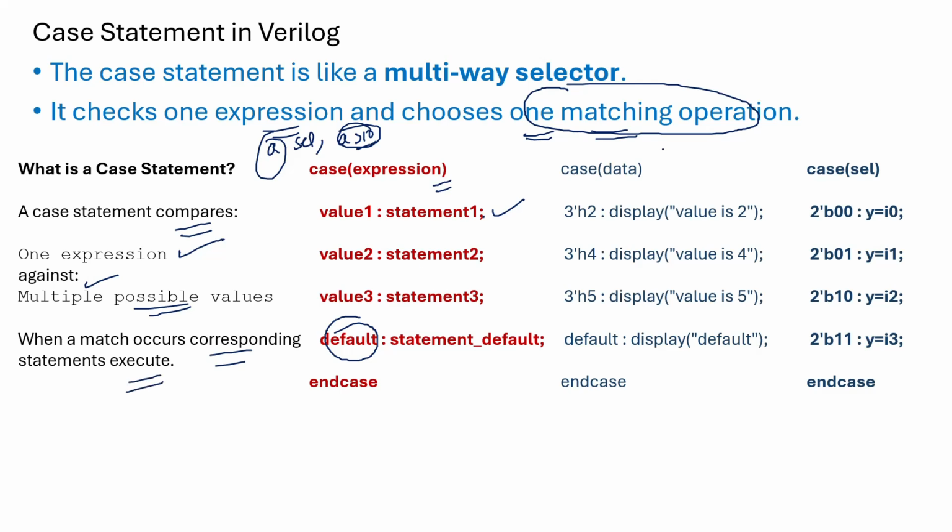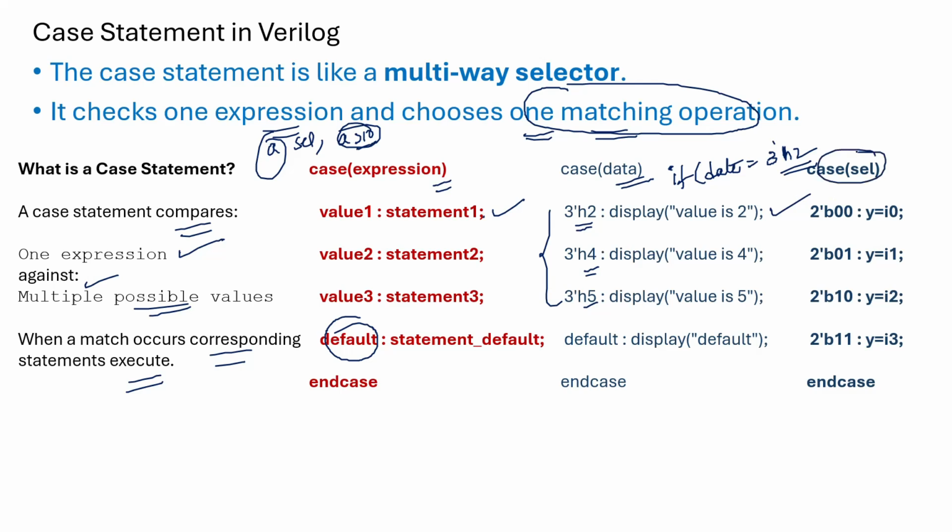See the example, the data you are giving. In this data, you are giving 2, 4 and 5, so multiple values. I am executing one value. Suppose data is equal to 3'h2, hexadecimal 2. At that time, this statement will match.